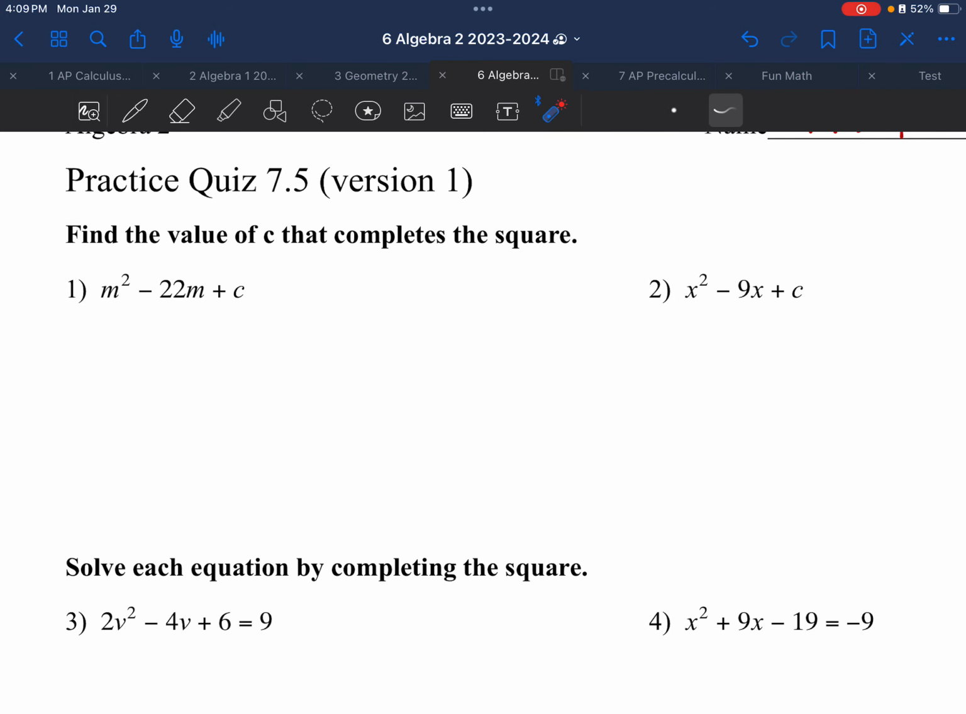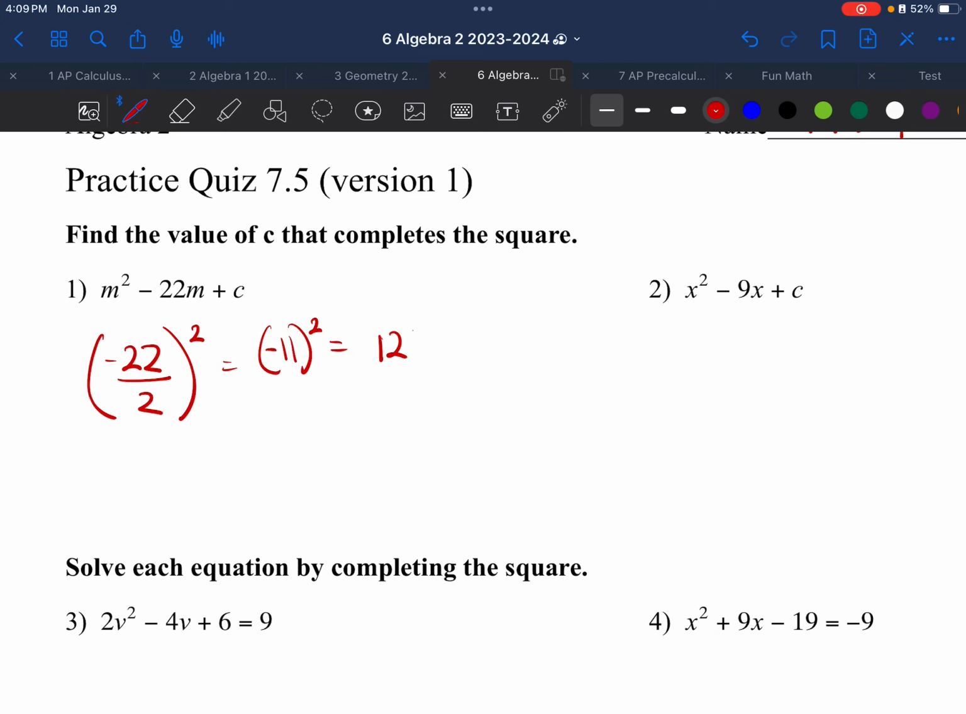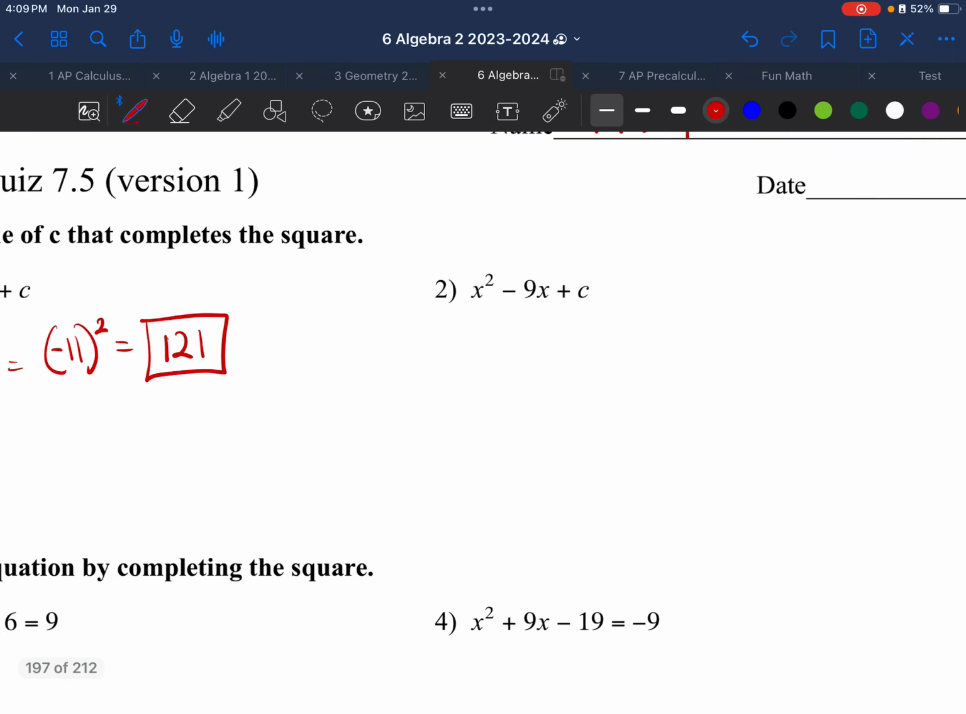So our shortcut for completing the square is we take half of this middle coefficient. I'm saying negative 22, I'm taking half of the middle coefficient, which is negative 11. Then I take that value and I square it. So this is going to turn into negative 11 quantity squared, which is negative 11 times negative 11, a positive 121.